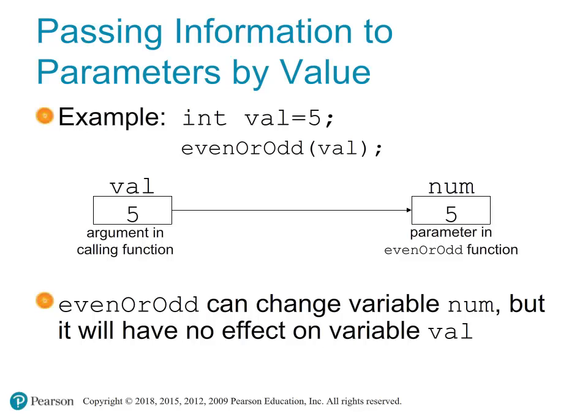The function can modify num. For example, we multiply it by 2. However, this change affects only num and not val. So after the function call, val remains unchanged and still holds the value 5. This is because num was a separate copy of val, and the changes to num do not affect val.